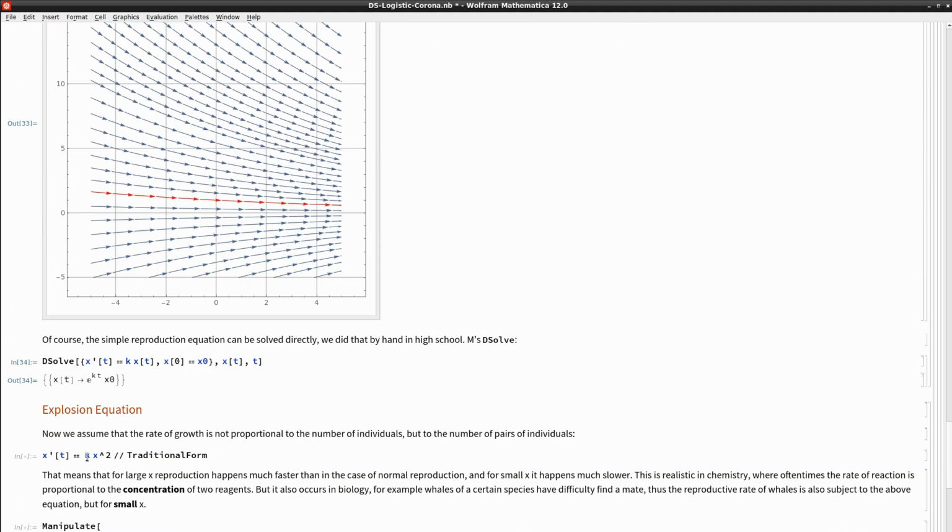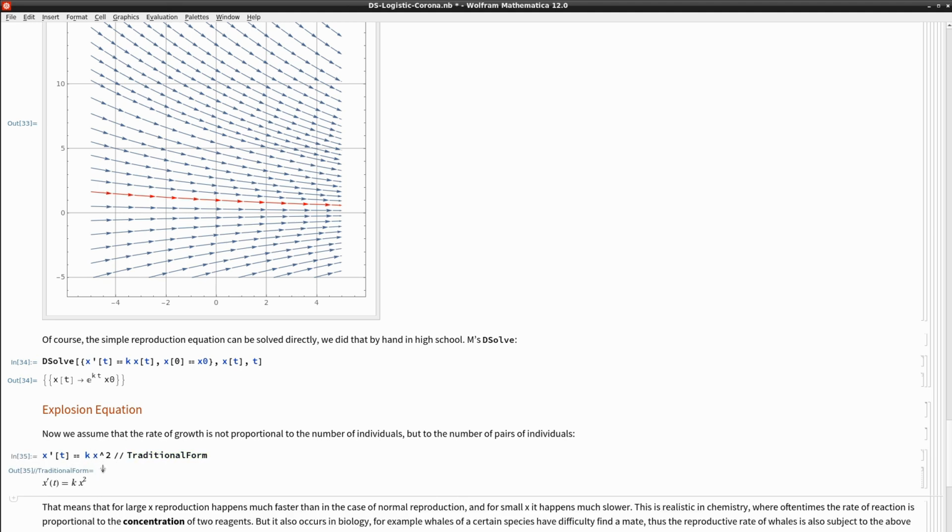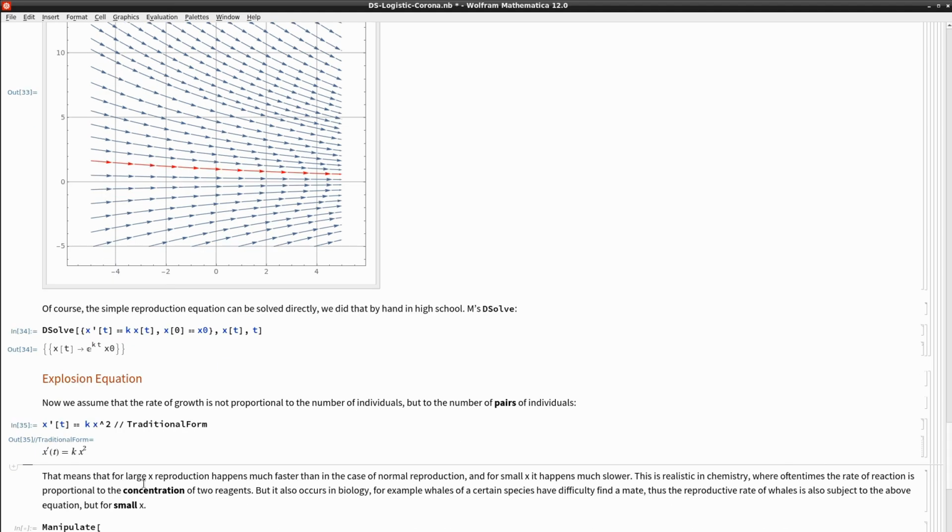And if we now change it to be k times x squared, this equation is now called the explosion equation. We now assume that the rate of growth is not proportional to the number of individuals, but to the number of pairs of individuals in that population. This is what makes it the explosion equation, and we see in a moment why. That means that for large x, the reproduction happens much faster than in the case of normal reproduction, and for small x, this happens much slower.